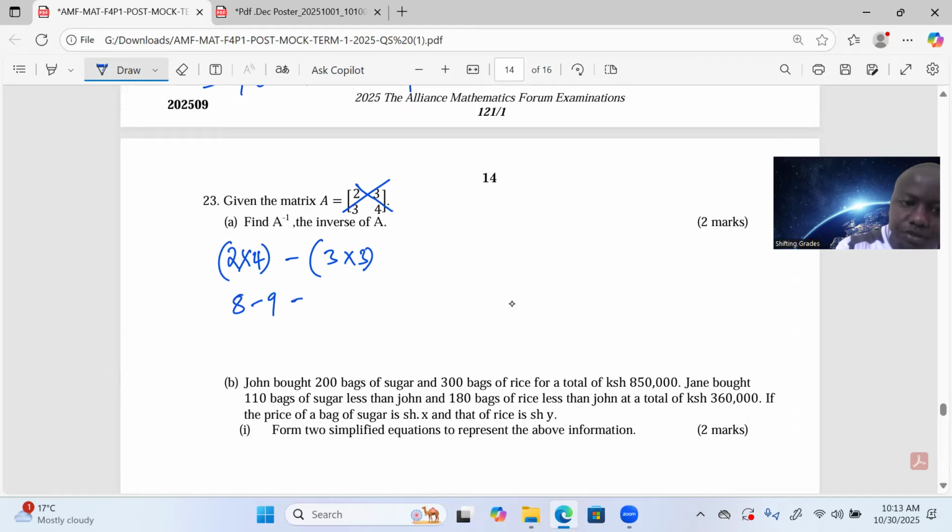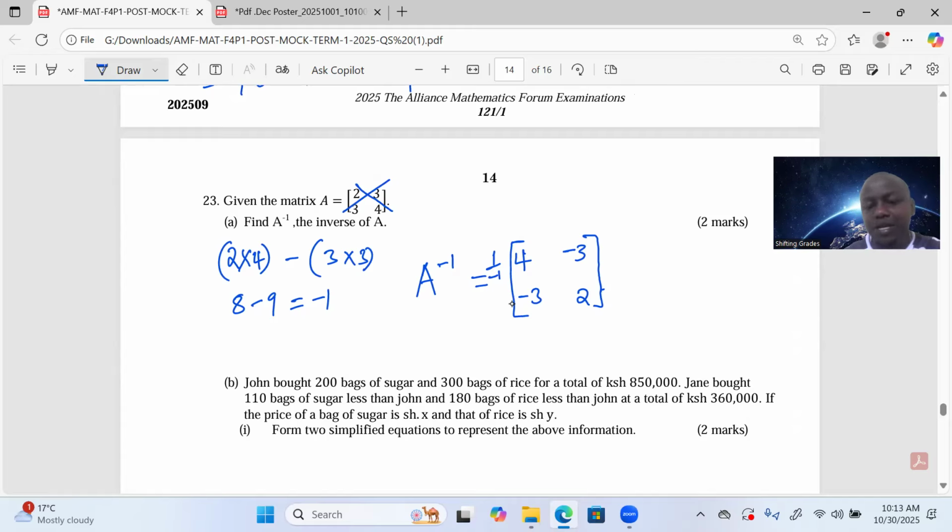8 minus 9, we get -1. Then for us to get the inverse, we need to change the position of the elements in the main diagonal. 4 comes here, and 2 takes this position. Then for elements in the other diagonal, we change their sign like that. Then after that, every element should be divided by the determinant, and the determinant is -1.